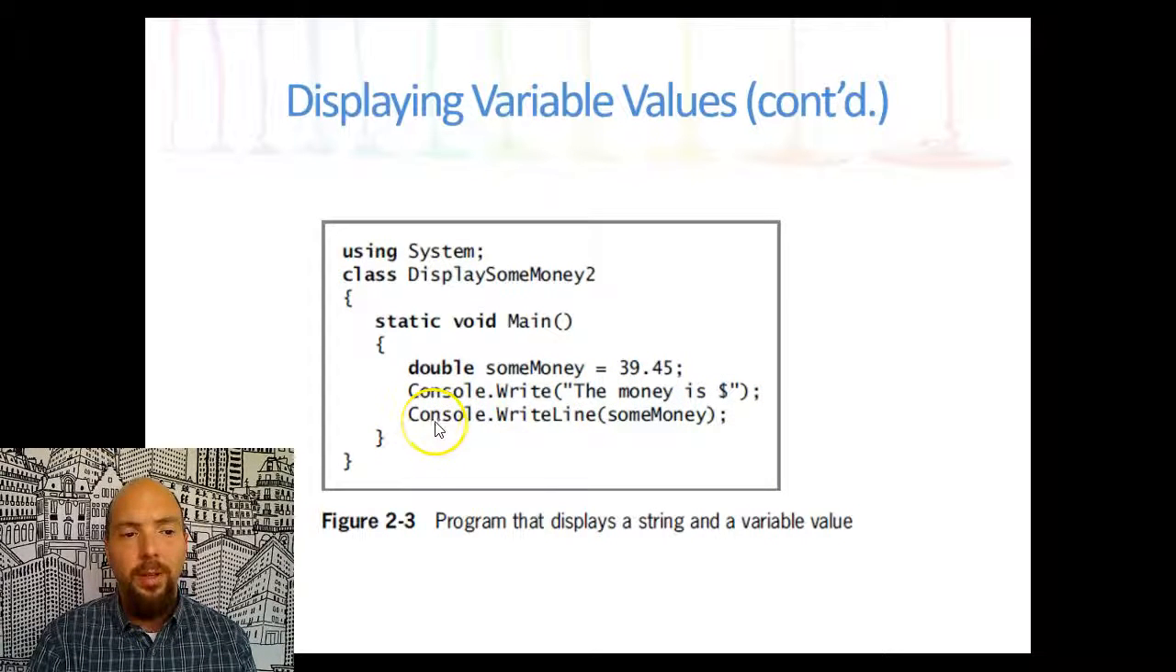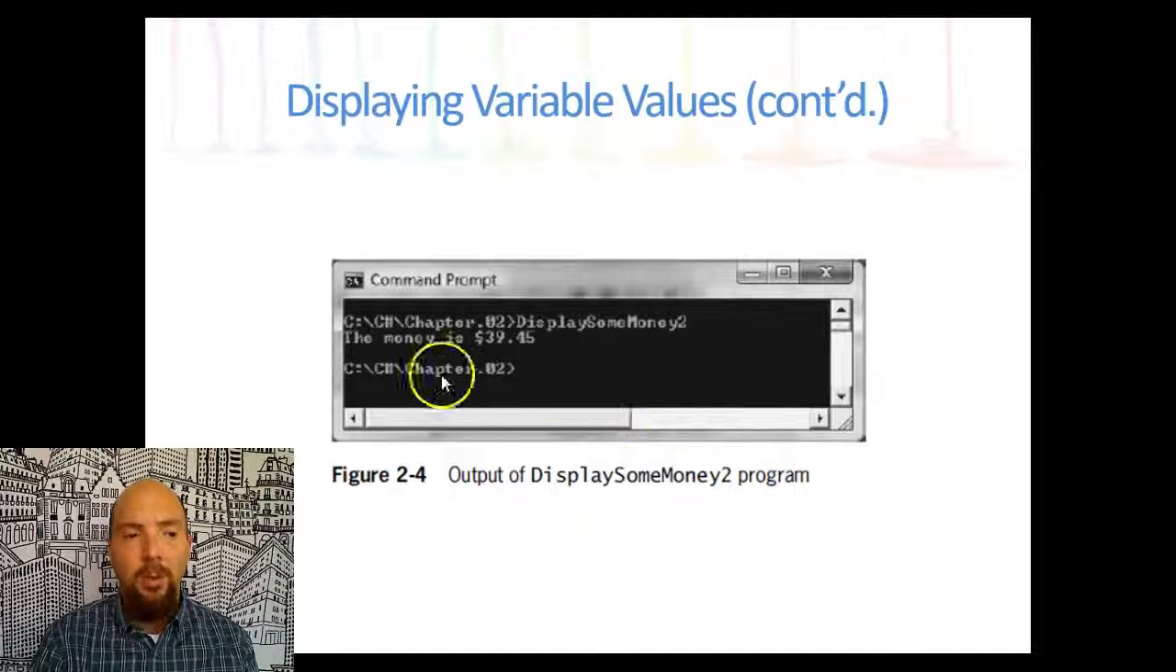So on the next line, we have console.write line, some money, and what would actually happen is it will display the whole thing on one line. So the part where it says "the money is $" comes from the first line of code. The $39.45 comes from the second line of code. There are a couple of ways we can do this. We can concatenate it, so we can actually put two text strings side by side. We can display things out to the screen like this. Or we actually have other ways that we can do this that will be a little bit easier.